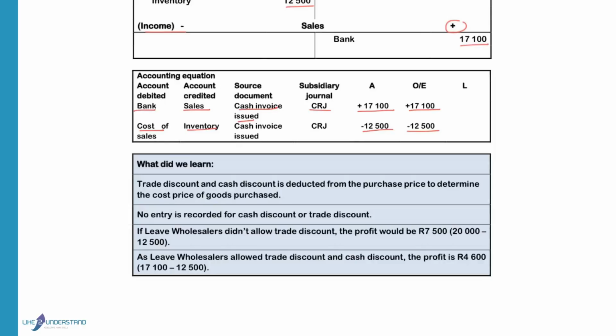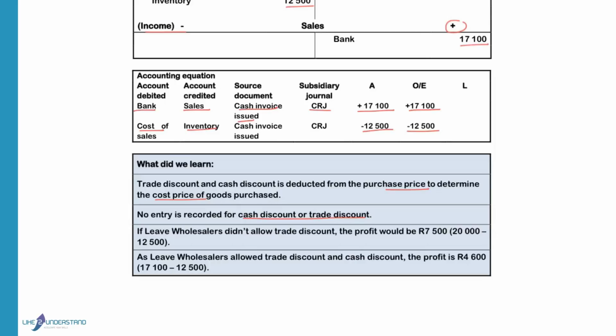What did we learn today? Trade discount and cash discount is deducted from the purchase price to determine the actual cost price of the goods purchased or to determine your actual sales price. No entry is recorded for cash discount or trade discount.